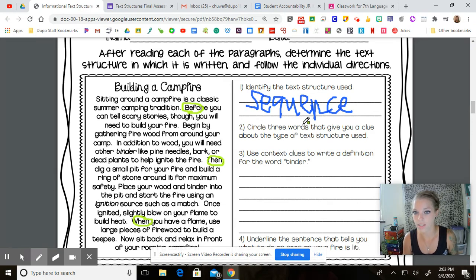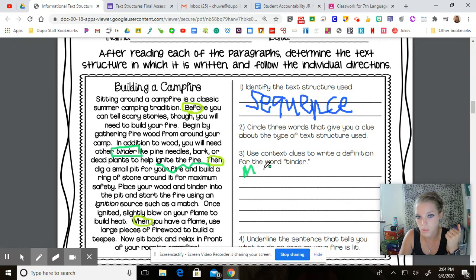Number 3, use context clues to write a definition for the word tinder. So I'm going to go over here and I'm going to underline, maybe I'll actually box my word tinder. I'm going to reread the sentence just so I can understand maybe what the definition might be. So in addition to wood, you will need other tinder like pine needles, bark, or dead plants to help ignite the fire. So tinder kind of reminds me of wood, maybe things like pine needles, bark, dead plants. And then it says ignite the fire. So maybe it means that tinder is material used for lighting a fire.